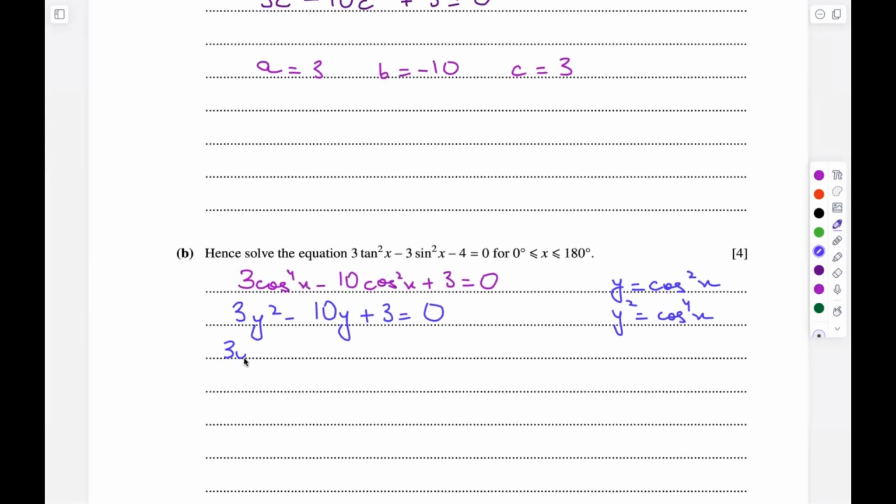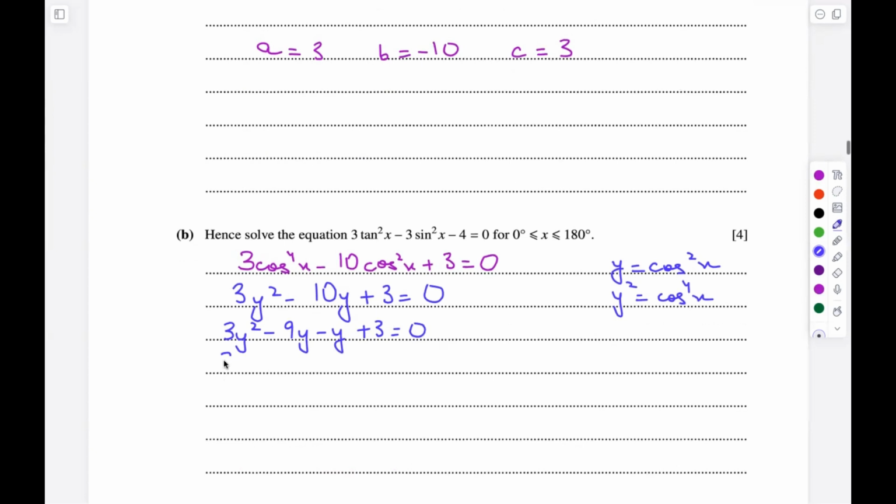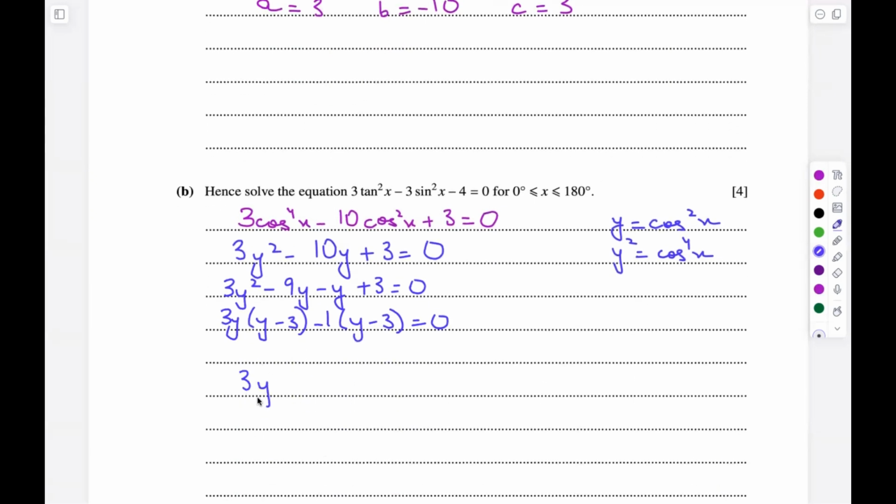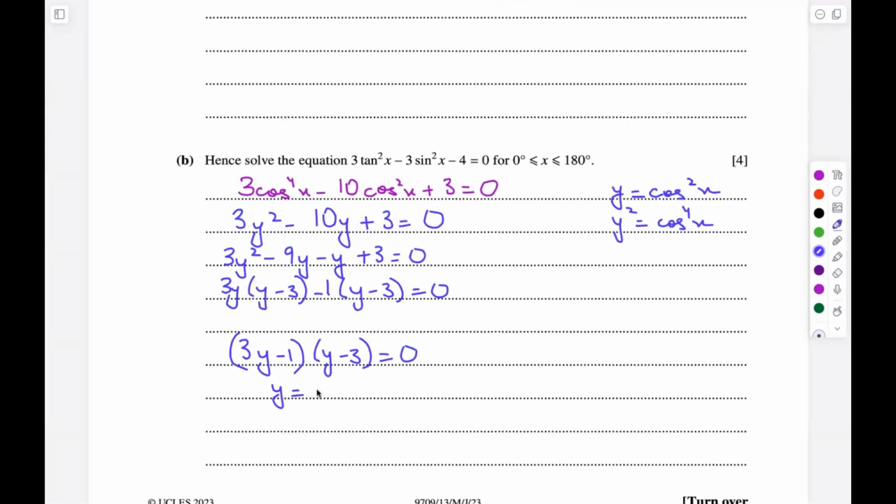So this equation will become 3y squared minus 10y plus 3 equals 0. Factorizing this, we'll get 3y squared minus 9y minus y plus 3 equals 0. Taking 3y common, we'll get 3y into y minus 3, and taking 1 common from the rest, we'll get minus 1 into y minus 3 equals 0. So this will become 3y minus 1 and y minus 3 equals 0. So y will be equal to 1 upon 3 and y will be equal to positive 3.